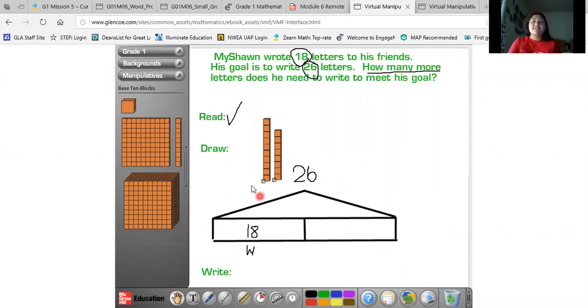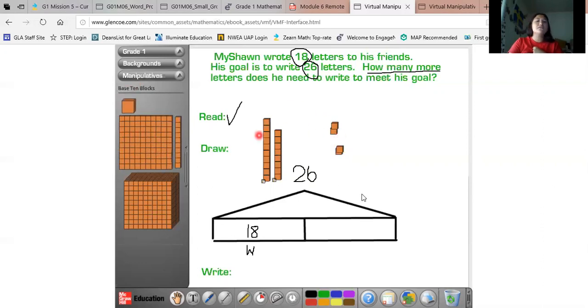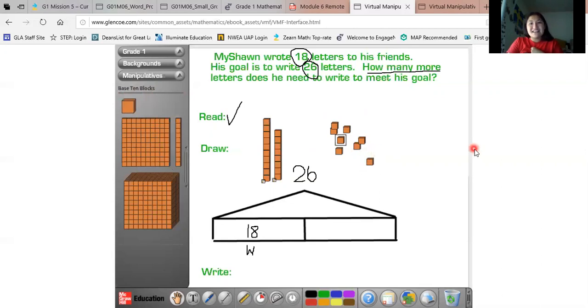Let's count from 18 to get to 26. I'm going to grab 18 and count up to 26, and I'll use my linking cubes to show you how many we're adding. Everyone grab 18, say 18, 19, 20, 21, 22, oh no, pause, 23, 24, 25, and 26. Nice job.